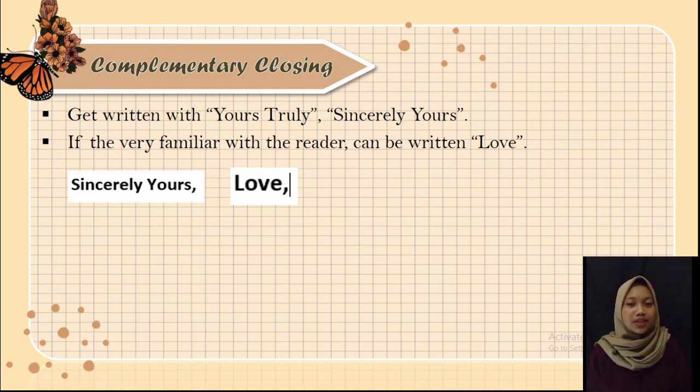Eighth, complimentary closing. Complimentary closing contains the closing of the letter, usually written as Yours truly, Yours faithfully, or Sincerely yours. Or if the sender of the letter is very familiar with the reader, it can be written Love or Fondly. But usually these words are rarely found in official letters.